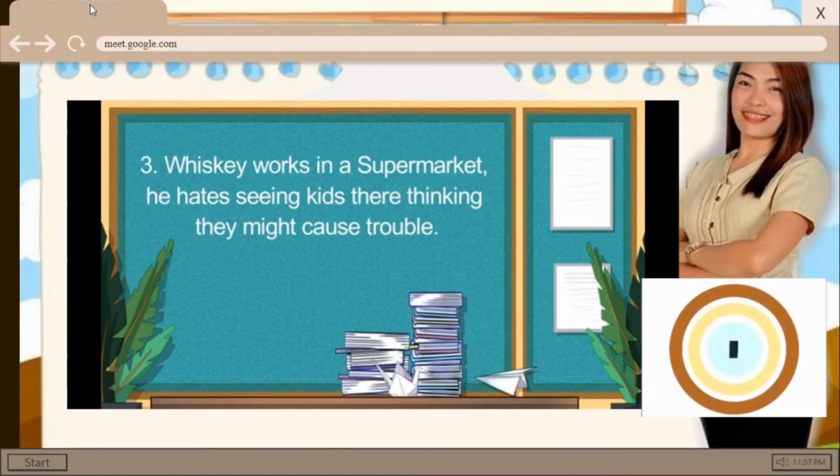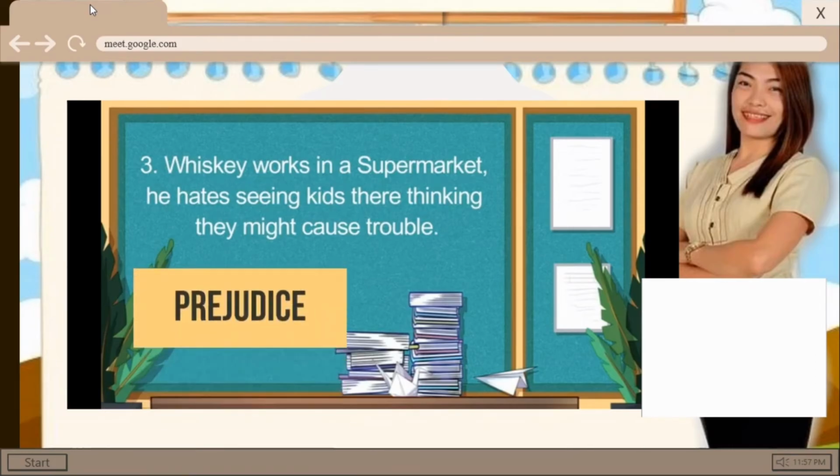What's your answer? Very good. Whiskey has prejudice towards kids. Maybe he had a not so good experience with kids at the supermarket. That is why he doesn't like kids.